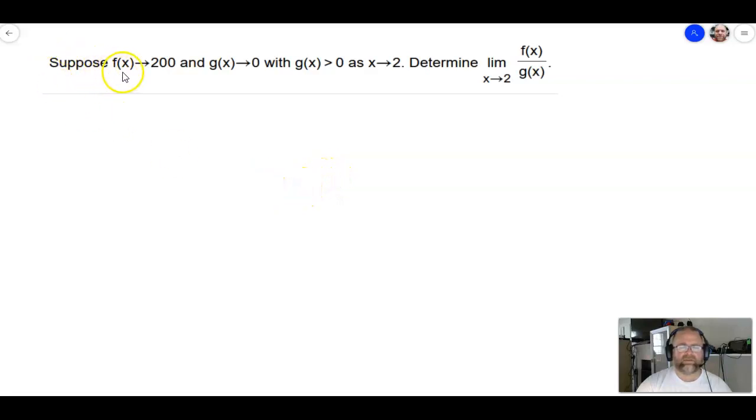I had a few questions about this question from quiz 2. It says, suppose f of x approaches 200 and g of x approaches 0, with g of x being greater than 0 as x approaches 2. Determine the limit as x approaches 2 of f of x over g of x.